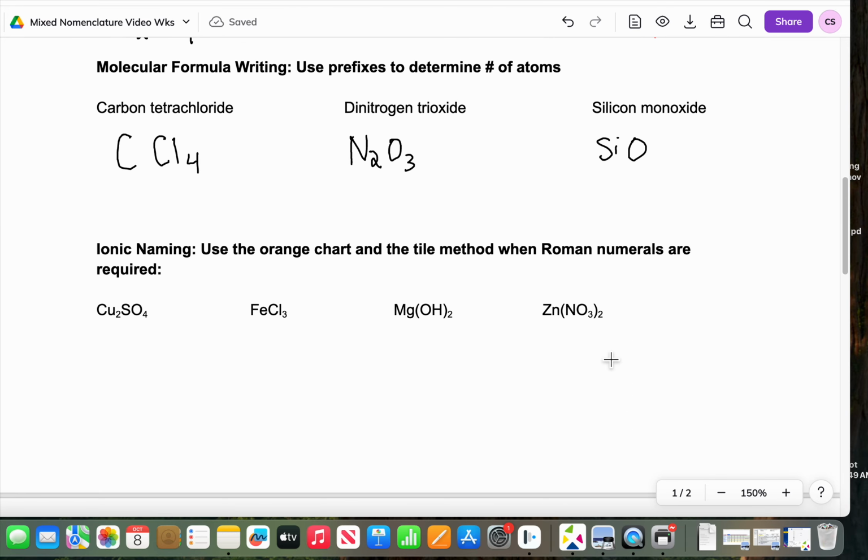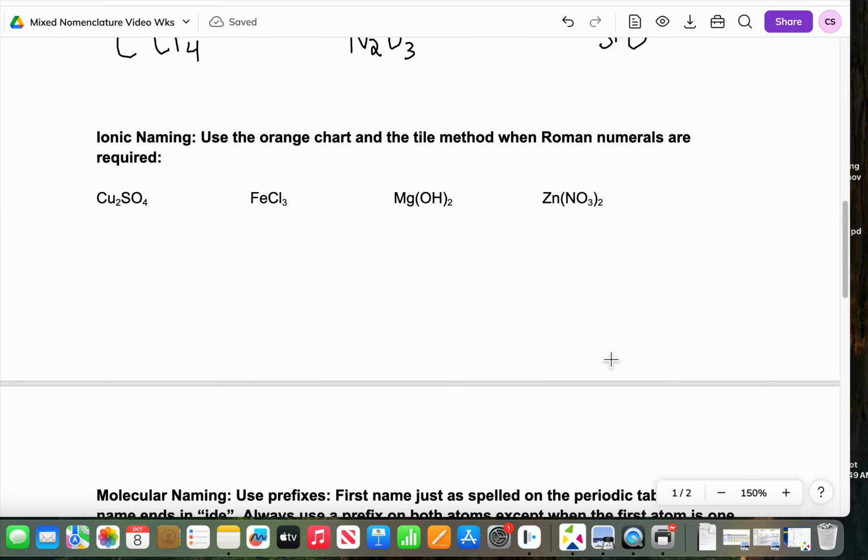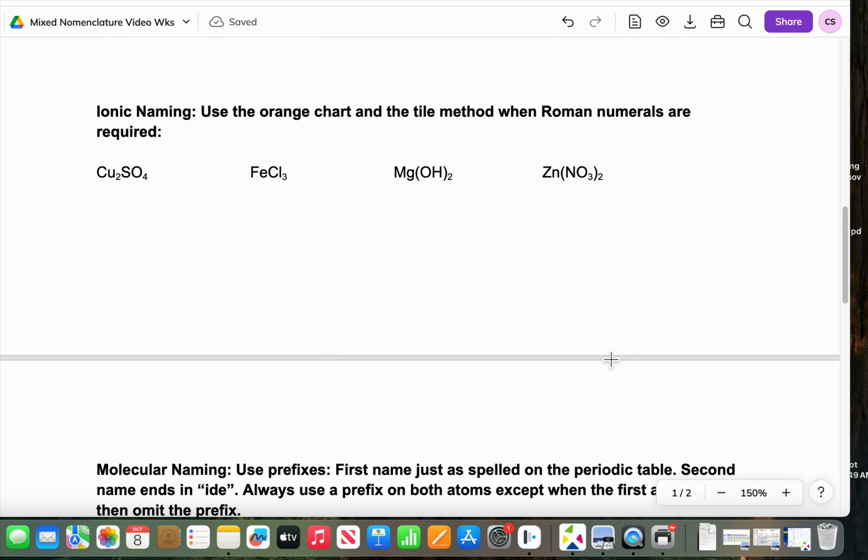Now, let's go to the ionic naming. Okay, so we're going to use the orange chart and the tile method to name these, okay? So the first thing you're going to do is write down copper, and when you write down copper, you have to see if it needs a Roman numeral or not. What you would do is see that copper does need a Roman numeral, so you have to figure out the Roman numeral, and I like to use this rectangle tile method to figure it out.